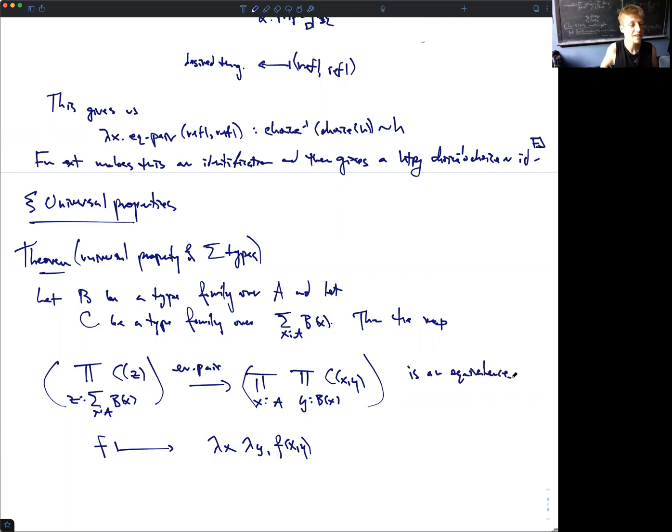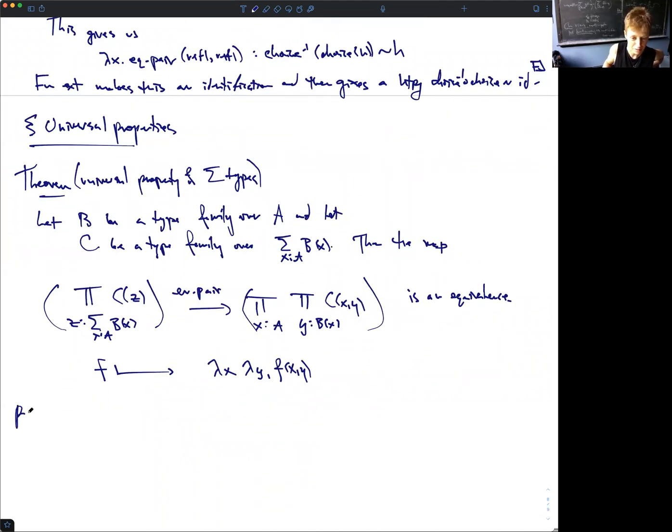Okay, so the non-dependent case of this, when B does not actually depend on A, when it's constant over A, this sigma type is just the product type A times B. And when C is constant over that, so it doesn't actually depend on that, this function type here is the type of maps from A times B into C, whereas this type is the type of maps from A into the type of maps from B into C. So this is exactly the same setting we considered above, but now using full dependence because it's true at this level. So let's recall how far we had gotten in the proof, and then we'll finally be able to complete it.